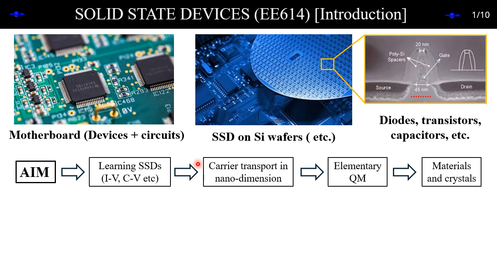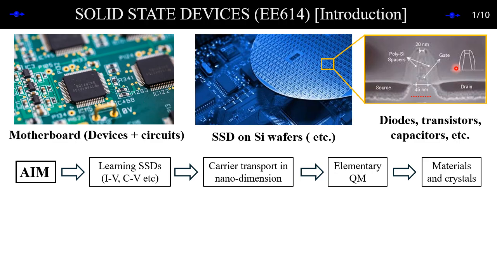Now you need to think about the device dimension. It is in nanoscale, right? When the dimension is so much reduced, we observe different types of quantum mechanical phenomena, such as tunneling, among others. That's why elementary quantum mechanics is important. We'll not delve into that in detail, but whatever is needed for this course, we'll discuss.